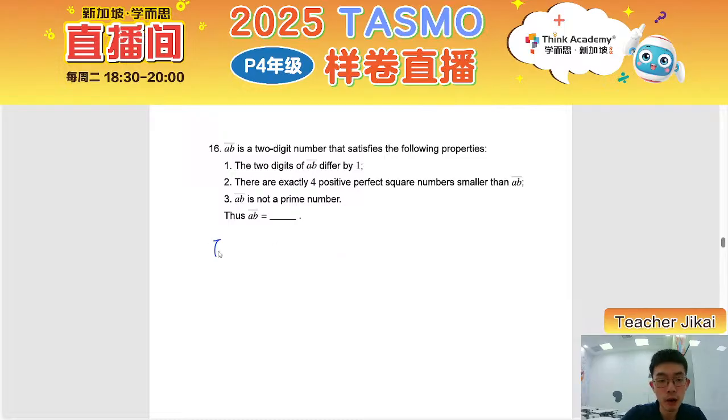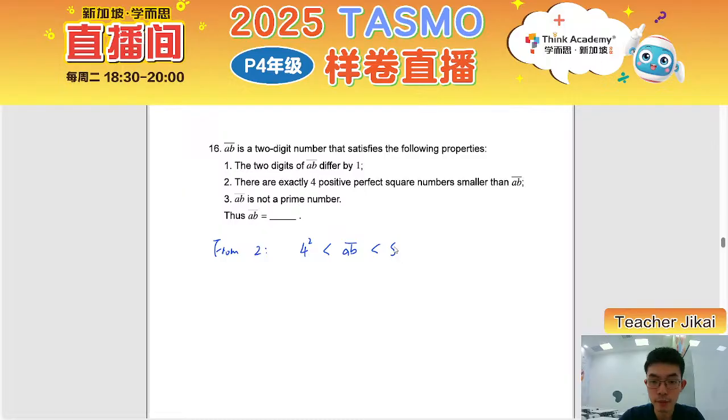Because we know from this 2 here, 4 squared is smaller than the number AB. But AB is smaller than 5 squared, right? AB is smaller than 5 squared. So we know the range of AB. It is 16 smaller than AB, and 25 larger than AB. And then we can get it from the 1 here. So the 2 digits of AB differ by 1.